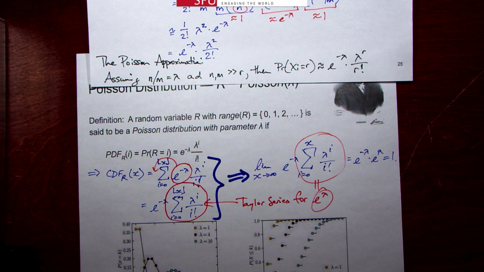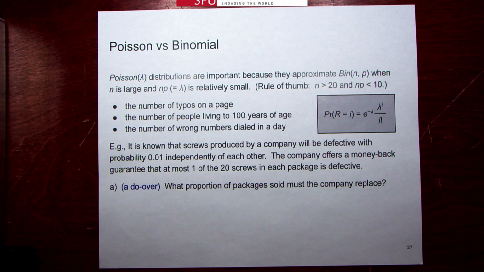Okay, so the approximation tends to hold whenever n is large and the load factor is relatively small, n times p is small. Rule of thumb: n greater than 20 and p less than 10. Probably they should be much bigger than 20 and much less than 10, but those are sort of limiting factors. Some examples: I mentioned the typos on a page last time, people living to 100 years of age, occurrences of roadkill in a year. There's a whole bunch of different examples you can see in your textbook.